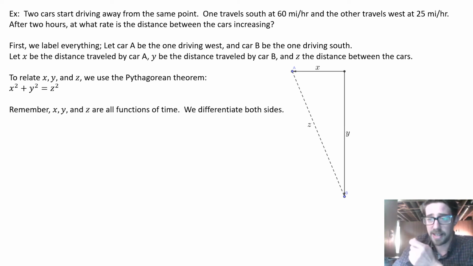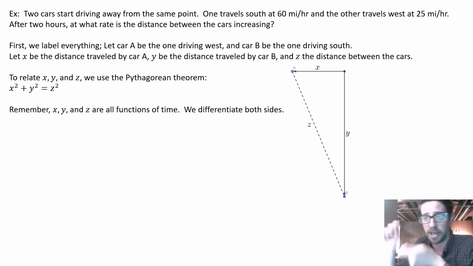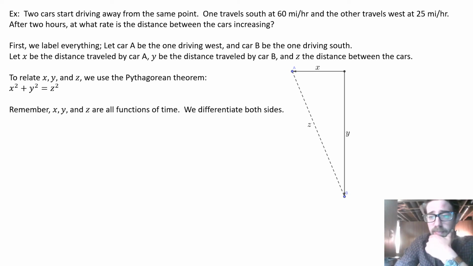X, y, and z are all functions. So we actually have three functions here. You can call them x of t, y of t, and z of t if you want. And then we're going to be getting x prime, y prime, and z prime. However you think about it, just think about that they are functions of time because they're changing. So anything that's changing over time is a function.